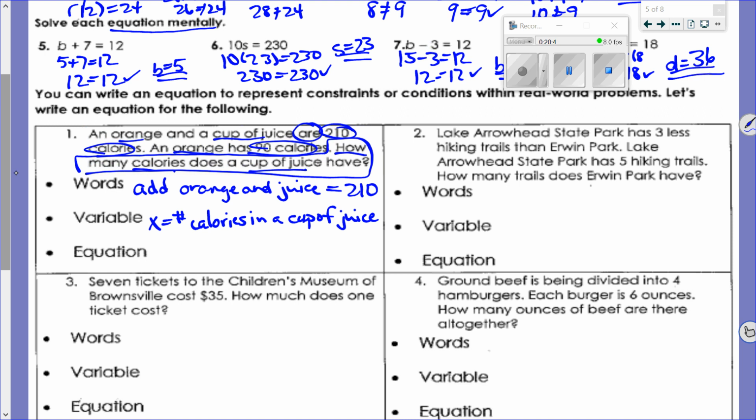Let's focus in on writing the actual equation, guys. Again, we have to follow it the way it was written. So, do we know what the orange has for calories? 90. So I know that the orange has 90. I know I'm adding. Do I know how many calories the cup of juice has? No, that's my variable, R, that's my equal sign, 210.